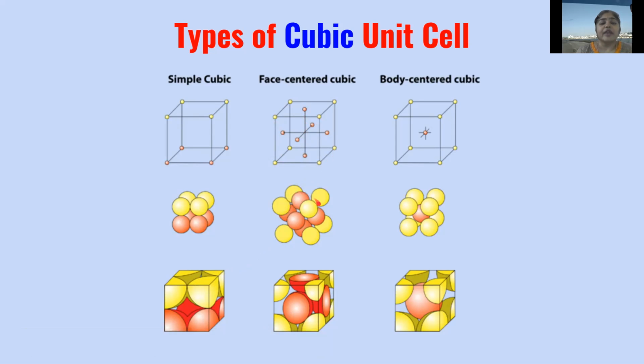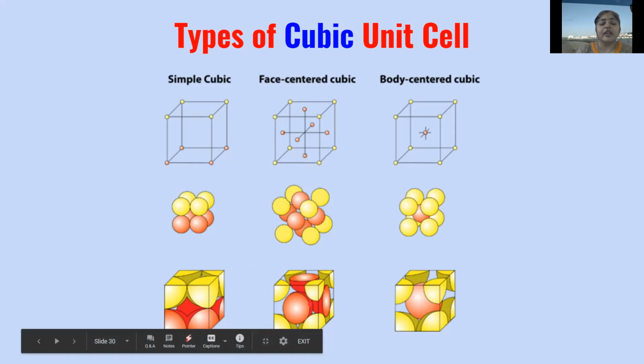So this is how the 3-dimensional picture will look, and the cross-sectional view gives you a better idea. So here you can see on the faces, the red colored atom is only half. The entire atom is not present at the center, but it is actually only half of it. And again at the corners, you have only 1/8 of an atom.